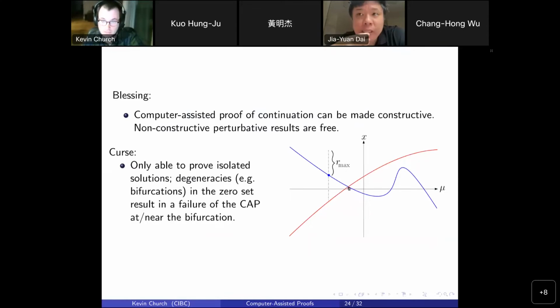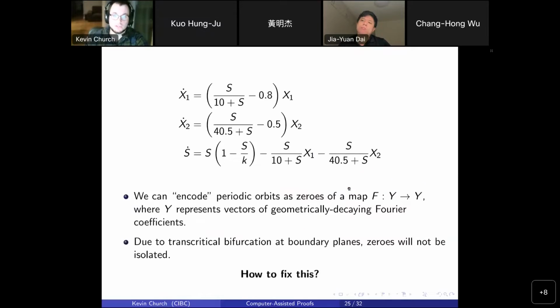So yes, the main point is that if we are at this intersection, if we're at this bifurcation point, then there is no rectangle we can place around that intersection that for every mu will contain only one solution or only one point on either curve. And if that doesn't happen, then a computer-assisted proof must fail at that point. So we need to do something to fix this in our ODEs.